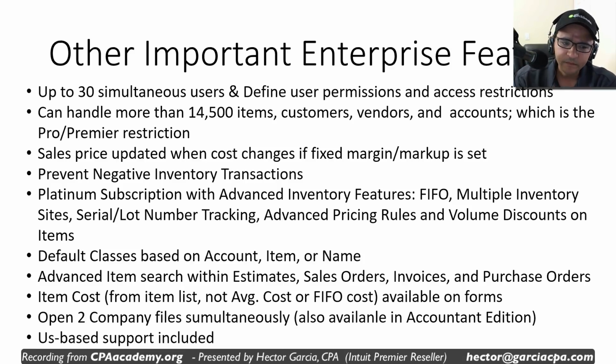Enterprise also has a special platinum subscription that has advanced inventory that can do FIFO inventory valuation versus average cost, which is how Pro Premier work at the moment. Multiple inventory site support. It can do serial or lot number tracking. You can also do advanced pricing rules based on multiple conditions, and you can set volume discounts on items.